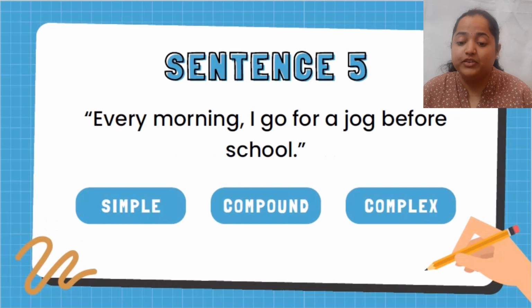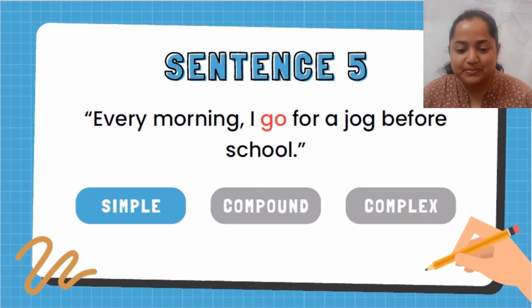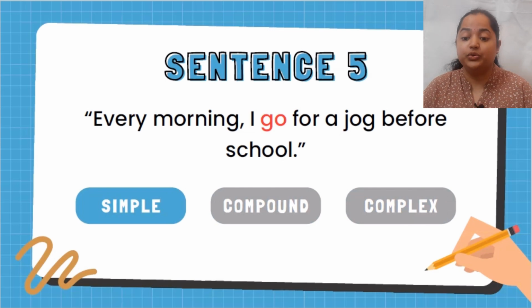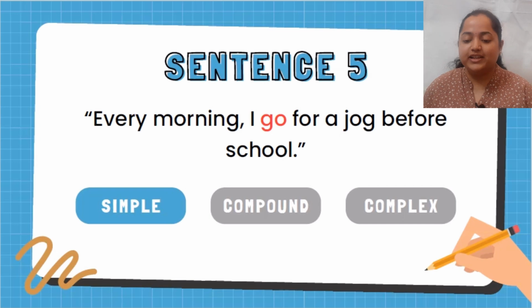Sentence 5. Every morning I go for a jog before school. Alright, this is also a simple sentence. Every morning I go is the verb, and there is only one independent clause in this, that is why it is a simple sentence.